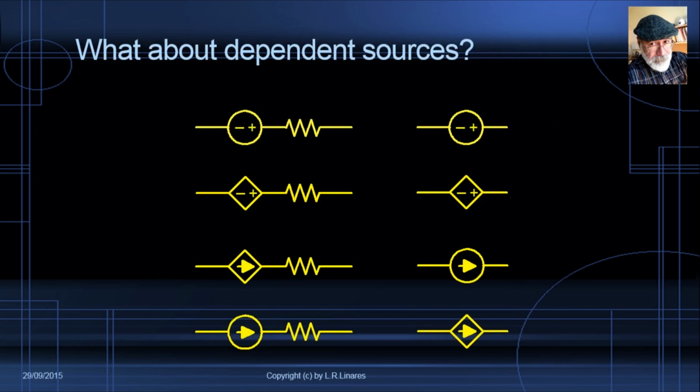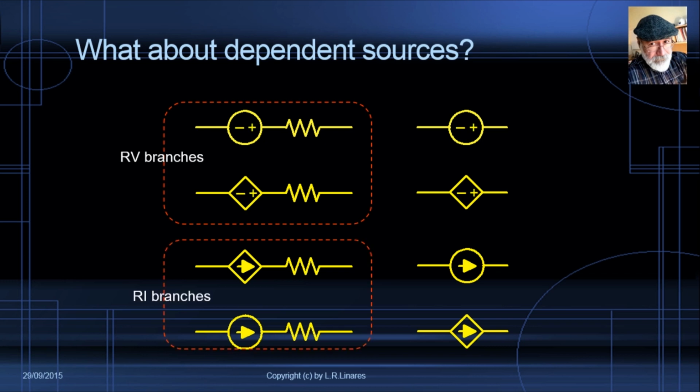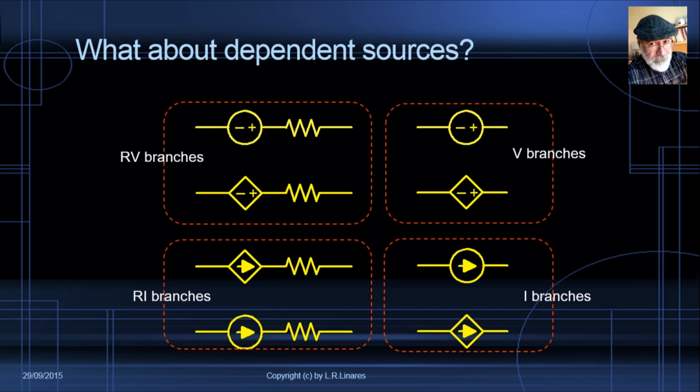Now, what about dependent sources? Well, those two branches are RV branches regardless of whether the source is independent or controlled. And those two are just RI branches, these two are just I branches, and these two are V branches. That is, those are evil branches.